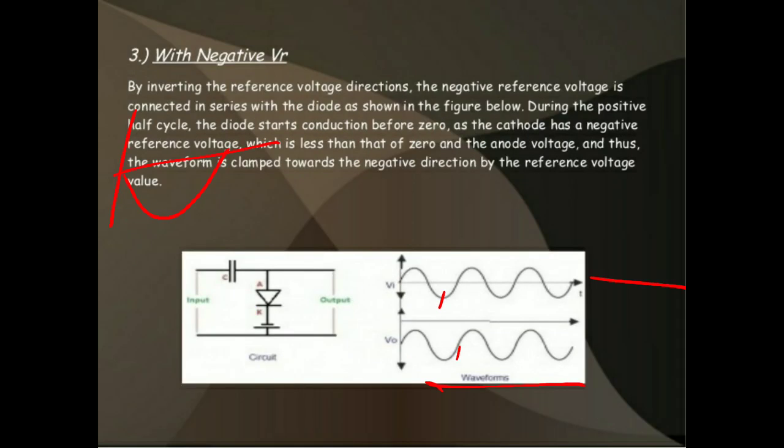Now we are considering the negative half cycle. While considering the negative half cycle, the capacitor charges and the diode is in forward bias condition, but the reference voltage polarities are inverted. That means the negative terminal is connected to the cathode of the diode. Here both the voltages are equal, so the entire input is passed to the output, the same input. So this is the output waveform, and this is the input signal. These are the operations of the positive and negative clampers.